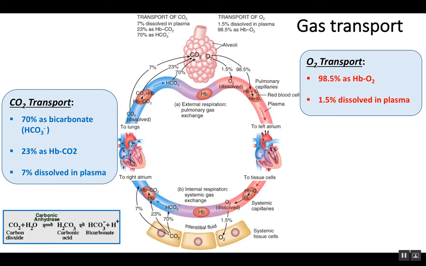So this is gas transport. We need to know the percentages of each. So what amount goes by what method. And this chemical reaction is extremely important for us because it tells us where most of that carbon dioxide goes and how it's transported. It also tells us that whenever you have a tissue cell or tissues that are producing carbon dioxide, that tissue is going to become acidic and produce hydrogen ions.